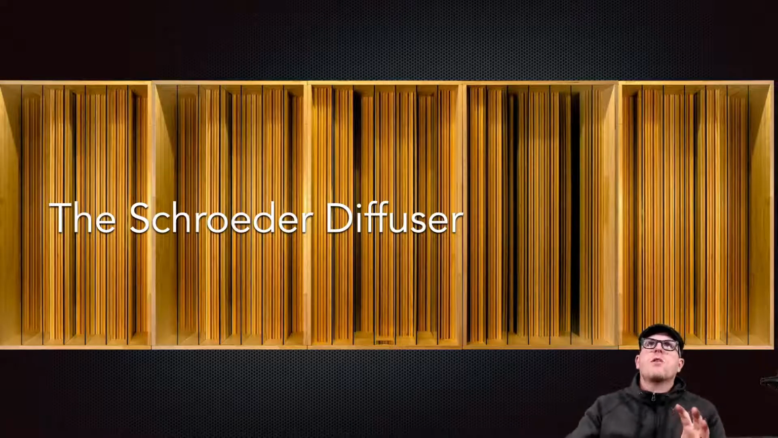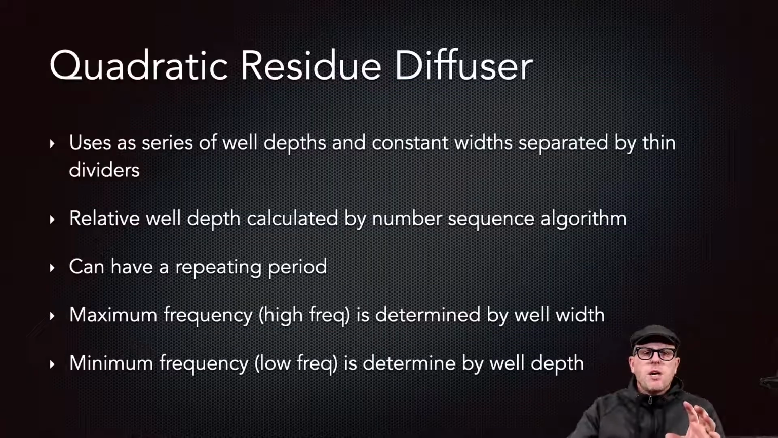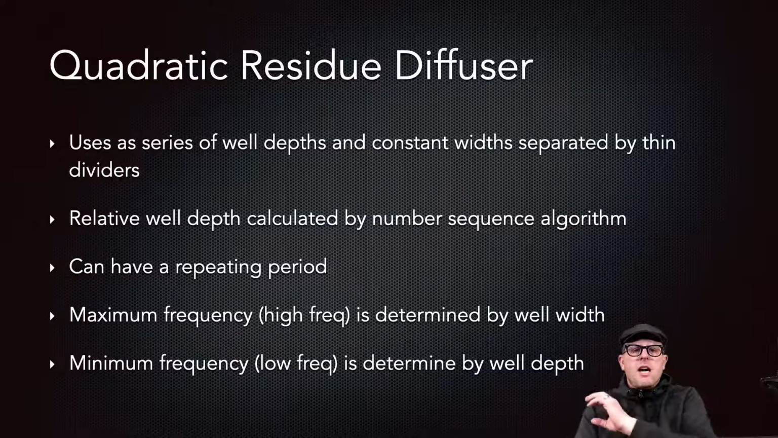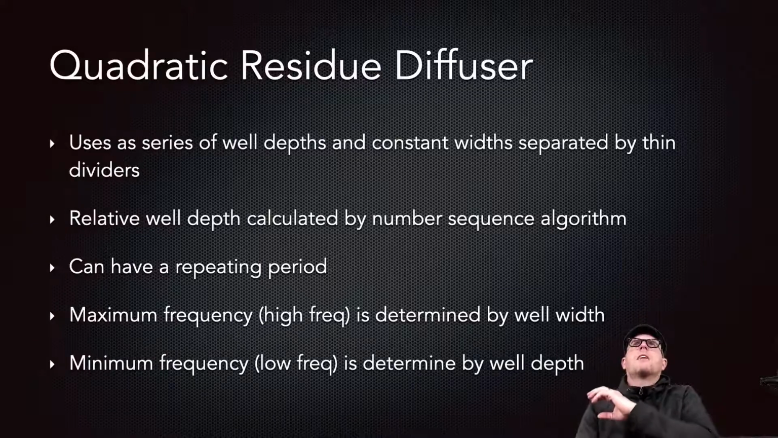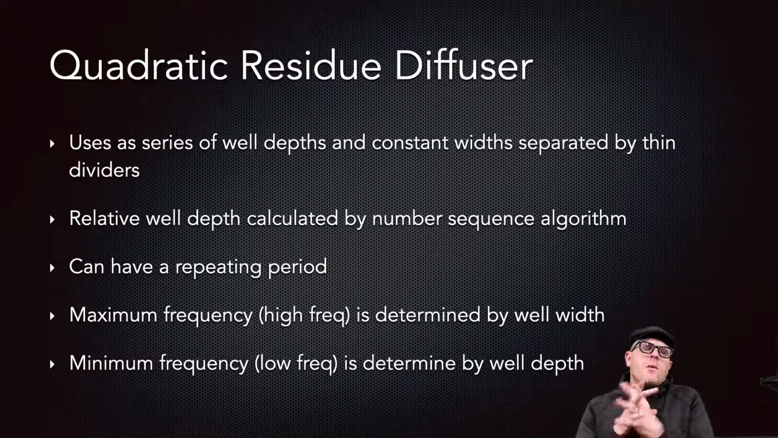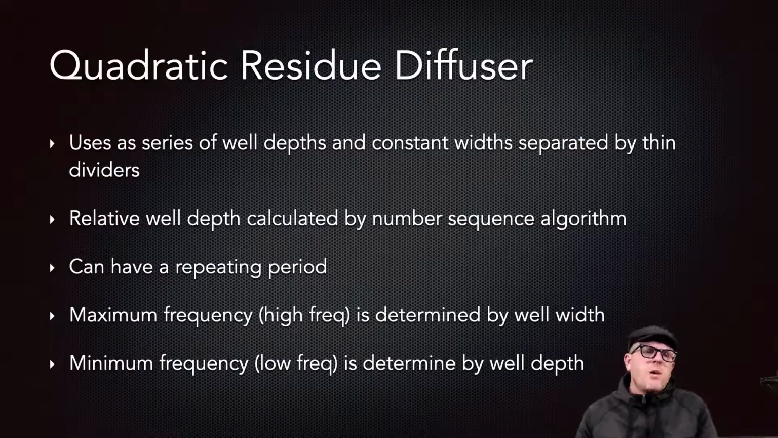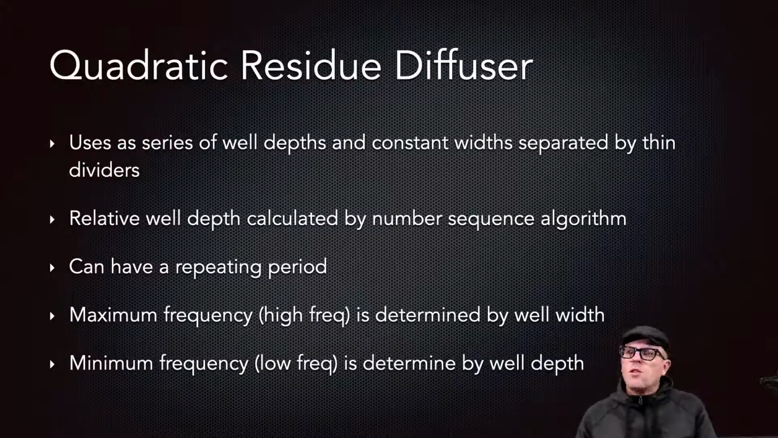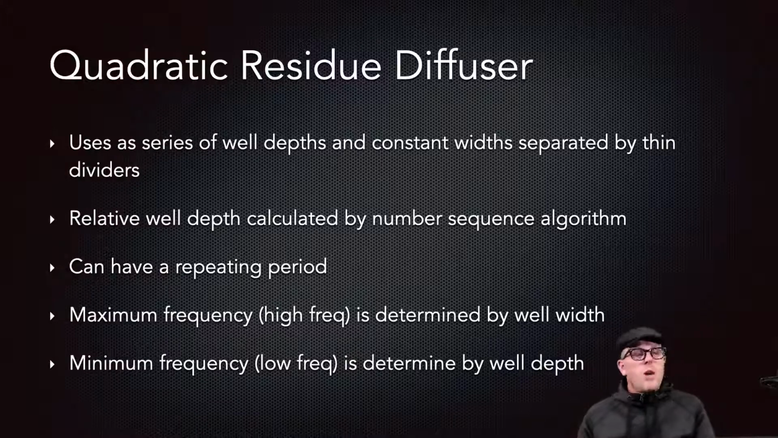So let's talk about the Schroeder diffuser and how it basically started. You'll hear the term QRD, quadratic residue diffuser. That's the term that we'll usually use more often. You don't usually call them Schroeder diffusers, you call them QRD diffusers or quadratic residue diffusers. That's going to be by far the most common way we do it.